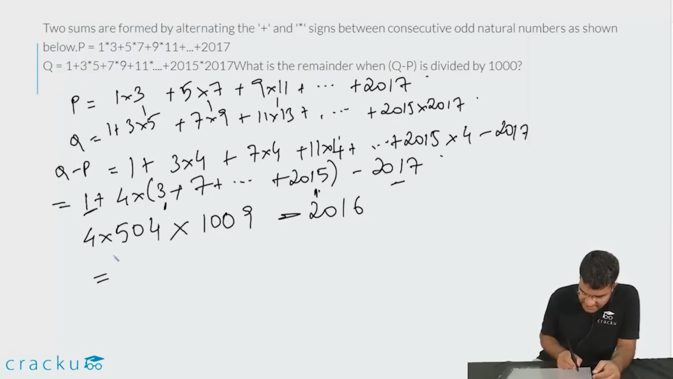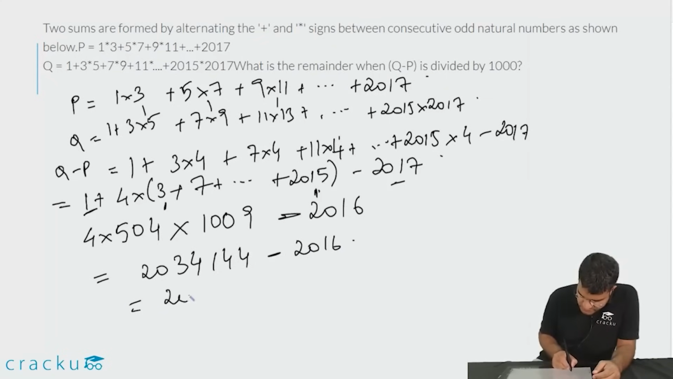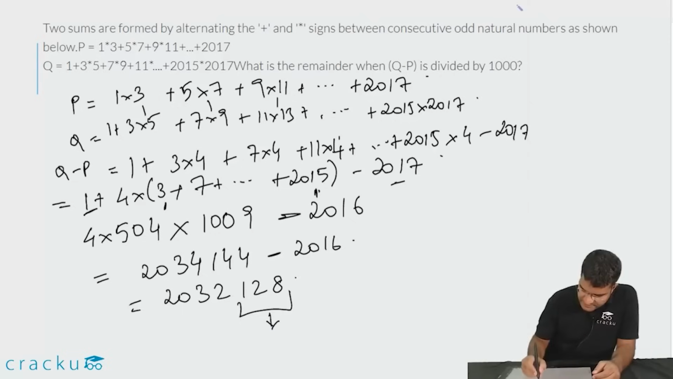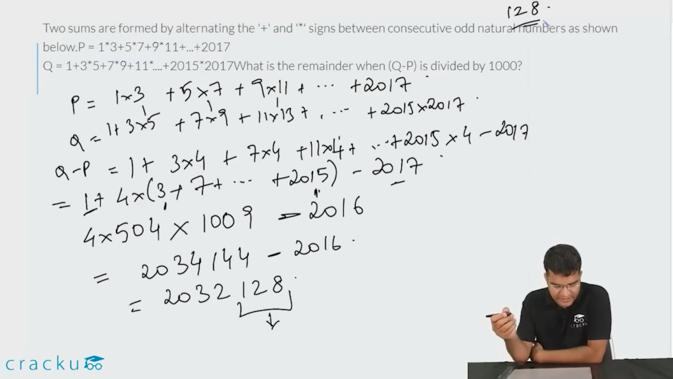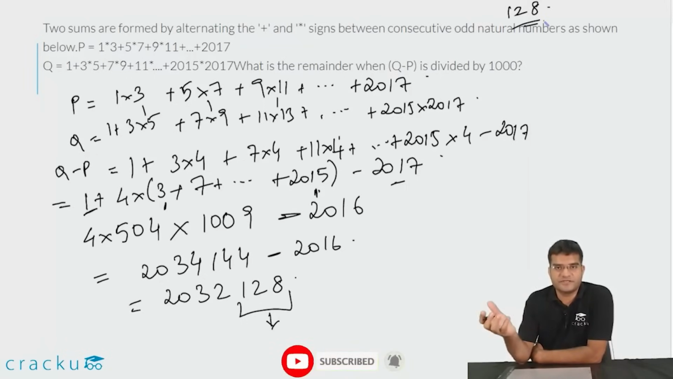Now if you use your calculator, you can find that the value of this product is equal to 2034144 minus 2016. If you subtract it, you get 2032128. So when this is divided by 1000, the answer is 128. Now for this question, we have found out that Q minus P, if we transform it a little, we will get it as the sum of an arithmetic progression. Then we just calculated the sum and simplified the expression to find the value.